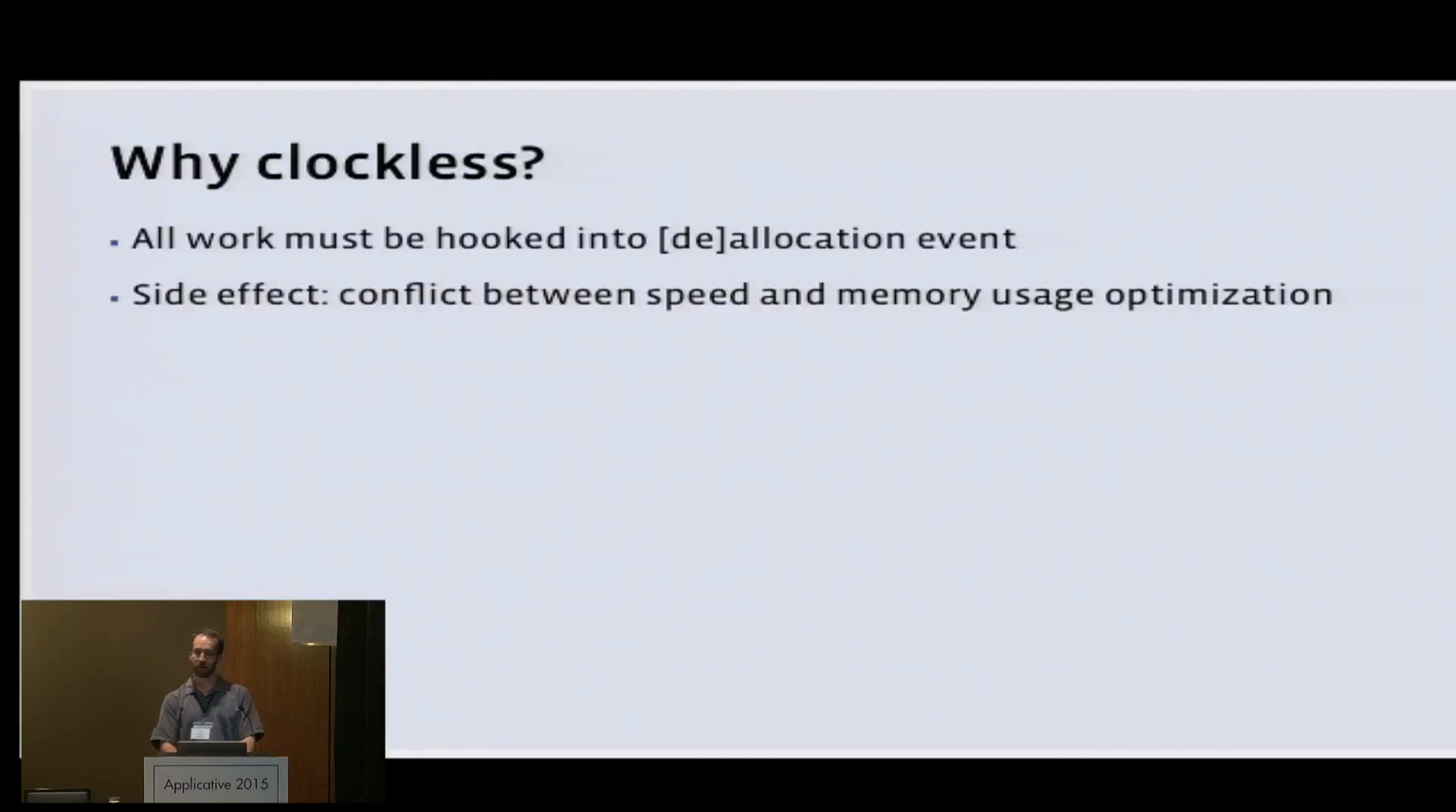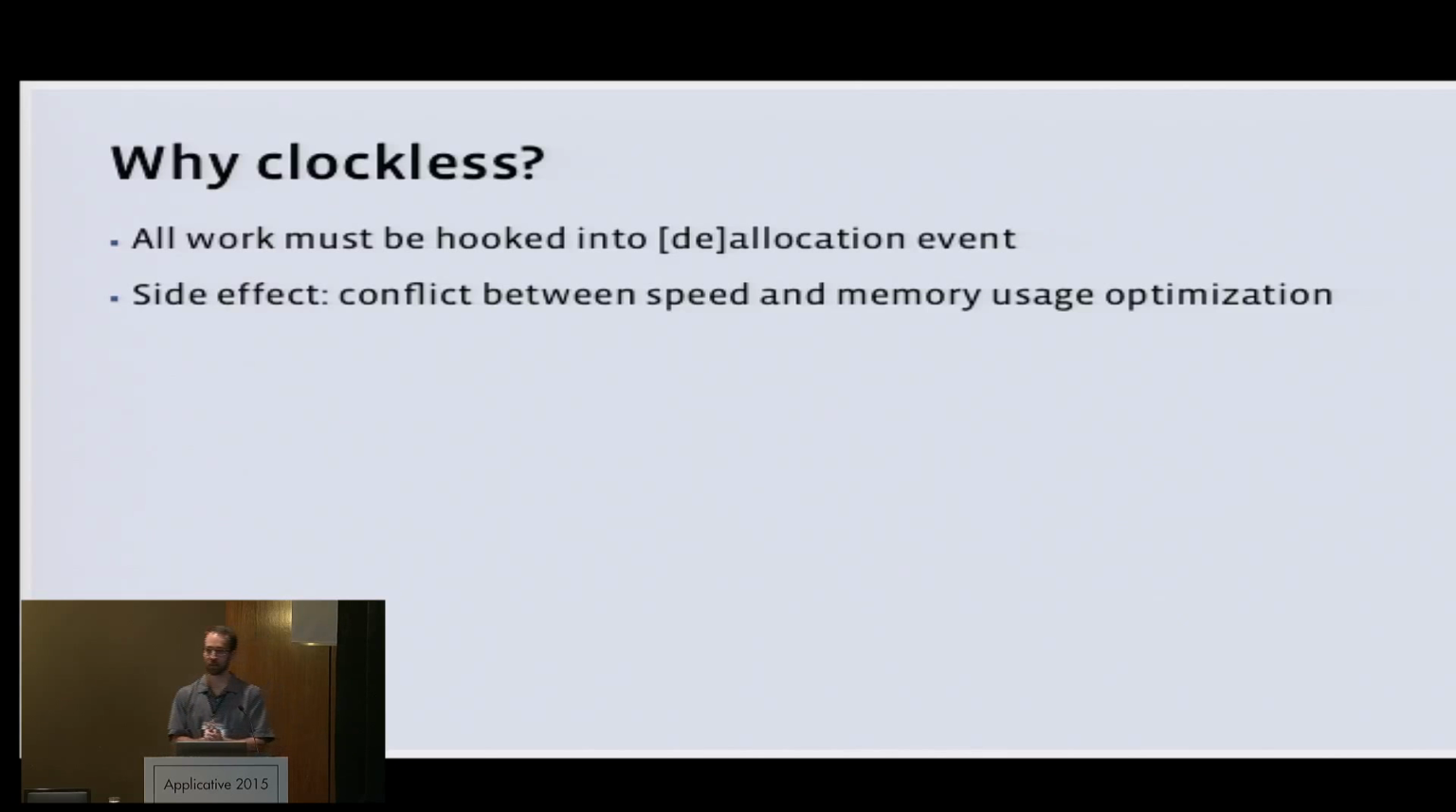First off, why does jemalloc use clockless purging right now? The problem is that jemalloc doesn't have the ability to do asynchronous work. The only time it gets an opportunity to do anything is when you allocate or free. So everything has to be hooked into one of those allocation or deallocation events. If we put work off until some event in the future, that event may never come. It may be 10 seconds in coming. And so we have to be really conservative about putting work off.